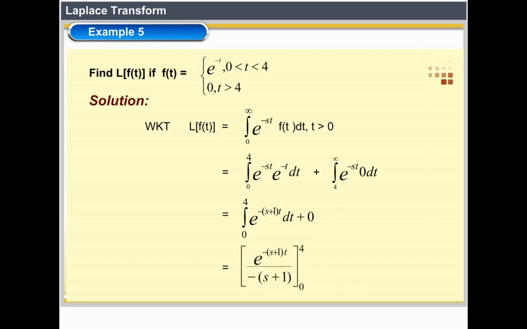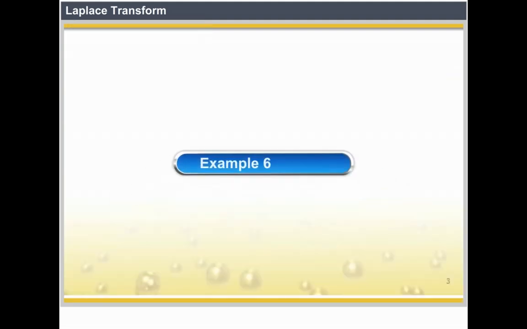Then we get the answer using the integration formula: e power minus of (s plus 1) into t divided by minus of (s plus 1), with the limit 0 to 4, equals 1 by (s plus 1) into (1 minus e power minus 4 into (s plus 1)). Example 6.